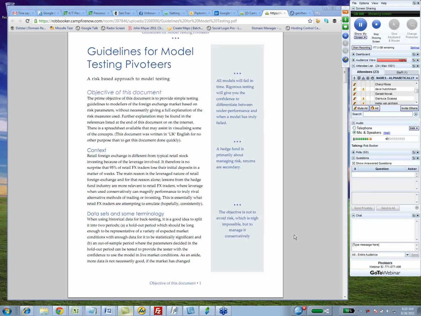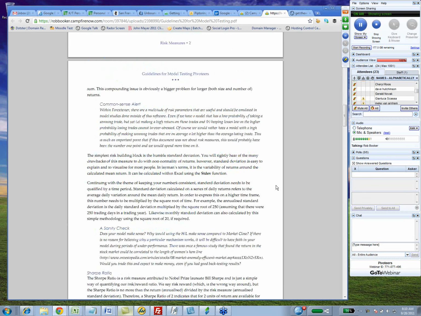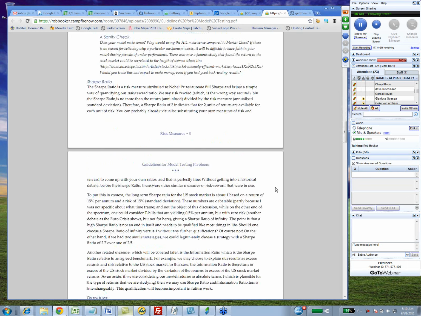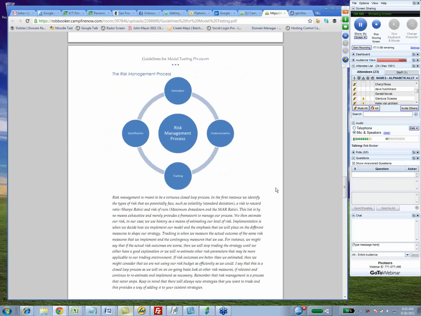All right, guidelines for model testing for the pivoteers. The objective of this document was to help you manage risk conservatively. And we talked about data sets and holdout periods and out of sample periods. And we talked about building robust trading systems that are not dependent on not deviating from really slight adjustments. Then we talked about some important ratios that are involved in testing: the Sharpe ratio, the drawdown, the MAR ratio. And that brings us to segment number 3, which is our last and final segment, the risk management process.